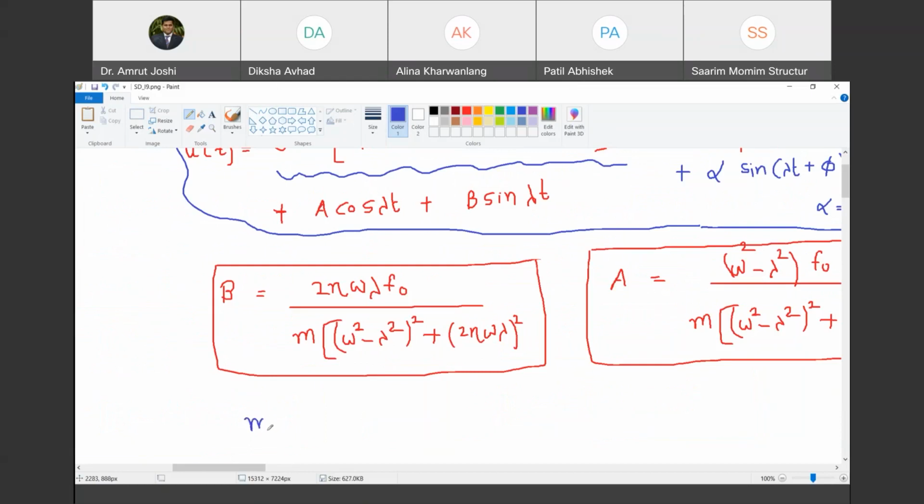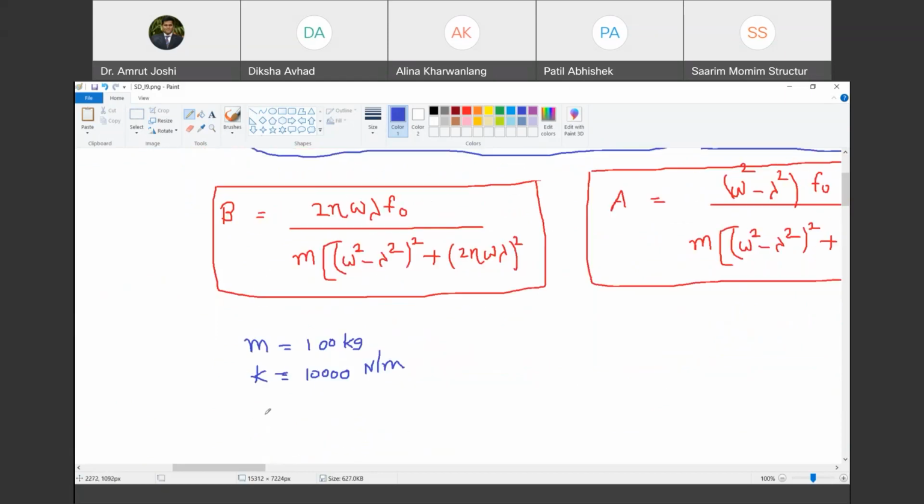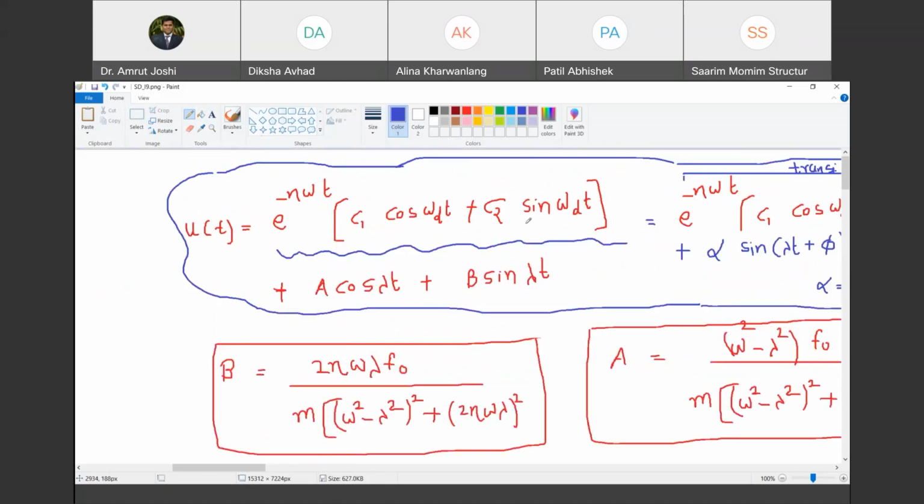So what is the system that we are looking at? M is equal to 100 kg. Same old example. Then K is equal to how much? 10,000 Newton per meter. Okay, what else do we require? U0. The system starts from rest, so U0 is 0. The system starts from zero velocity as well, so U0 dot is also 0. Are you with me? So in this system, did we calculate the value of C1 and C2? Not yet.